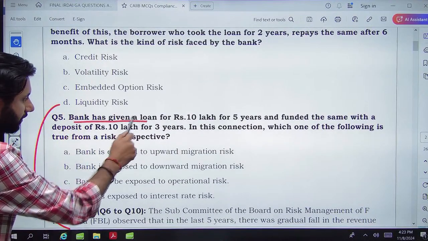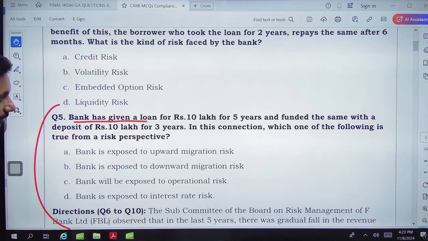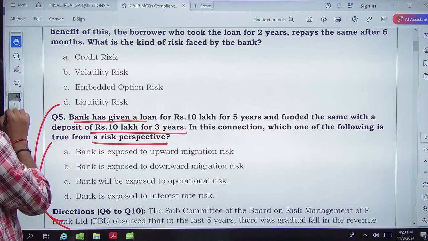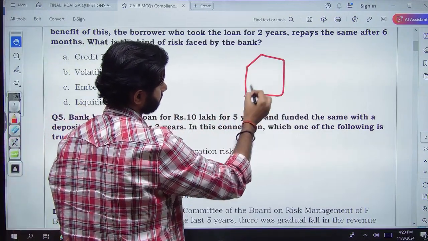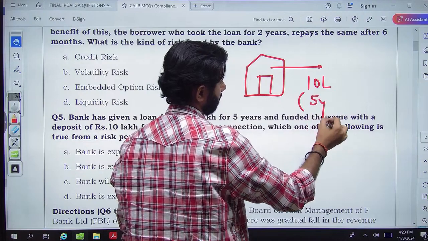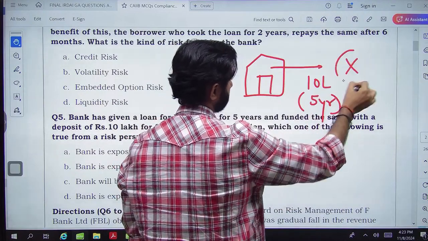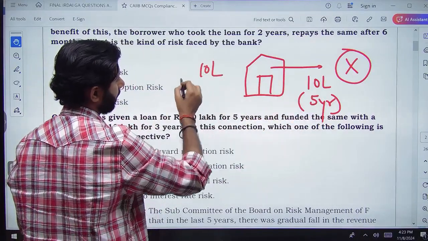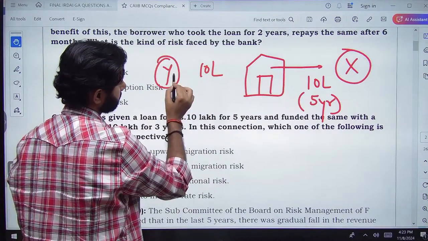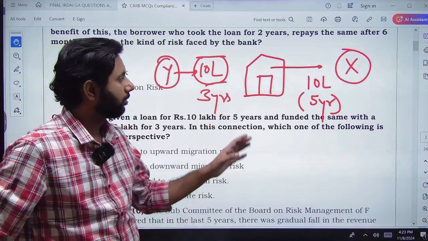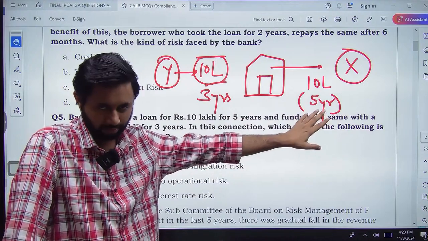Next question: a bank has given a loan of rupees 10 lakh for 5 years and funded the same with a deposit of 10 lakh for 3 years. In this connection, which one of the following is true from a risk perspective? So basically the idea is, this is the bank. Bank has provided a 10 lakh rupees loan for 5 years to a guy named X. And to give 10 lakh rupees to X, the bank has taken 10 lakh rupees from Y via deposit for 3 years. What is the issue that you are seeing over here?